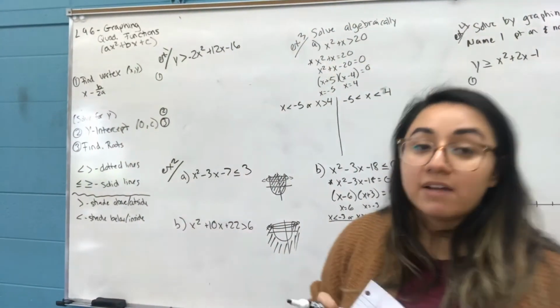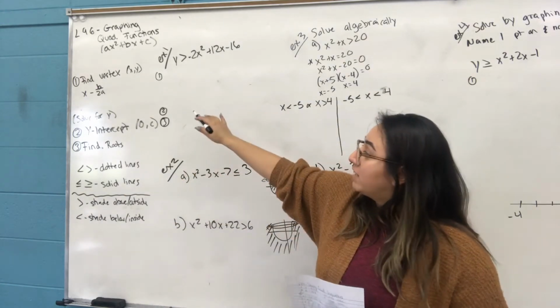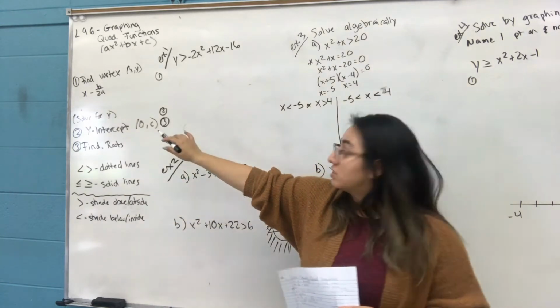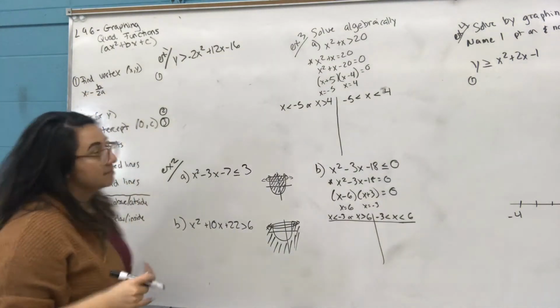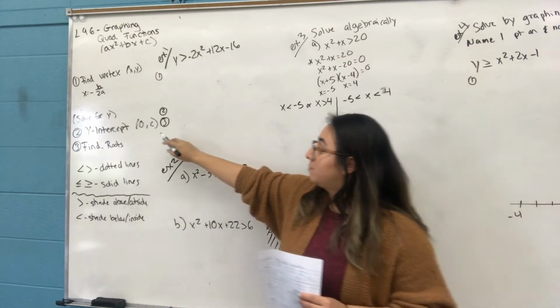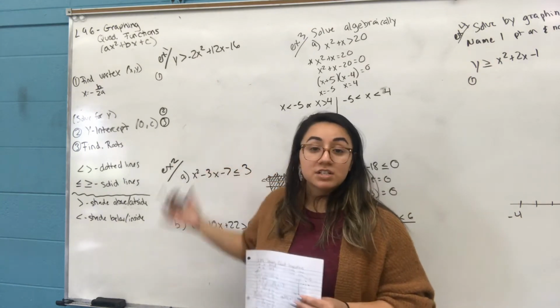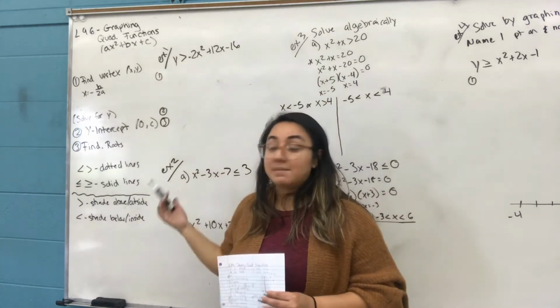This is a review of graphing parabolas. I do have the steps over here, but we've done this before. You find the vertex, find that h is equal to negative b over 2a. Then you solve for y. That's going to be your vertex point. Then you're going to find your y-intercept, which is (0, c). C is considered your constant, so it's that last number here. It's going to be (0, c).